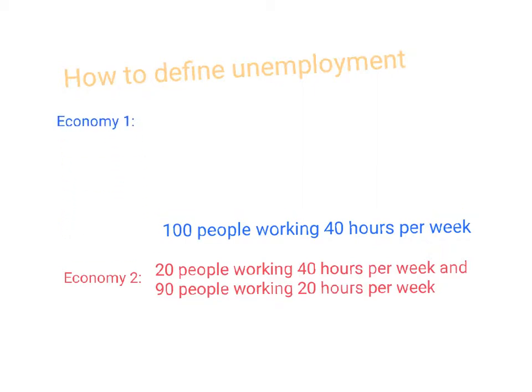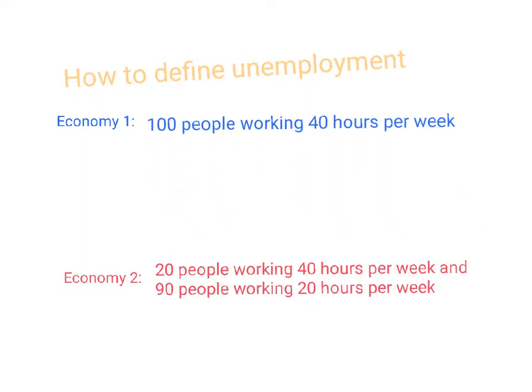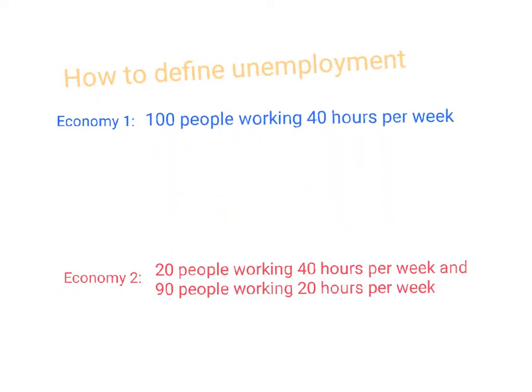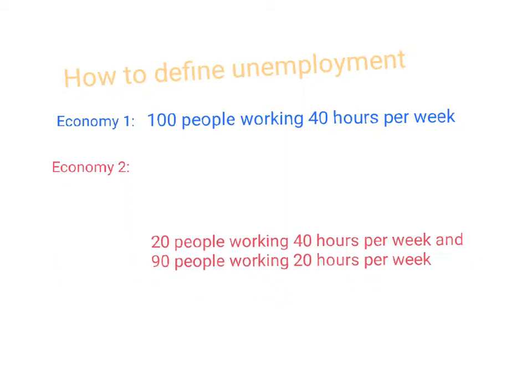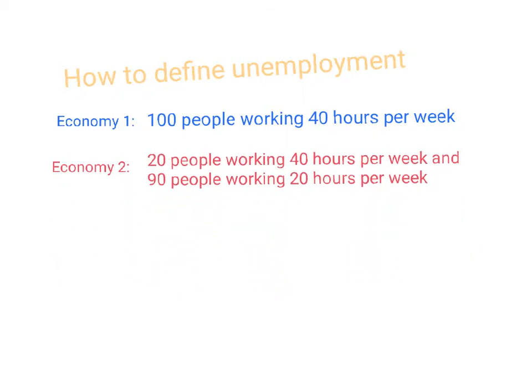So let's say that we have in economy 1, 100 people that are working 40 hours a week. And in economy 2, we have 20 people working 40 hours a week, and 90 people working 20 hours per week. Using the official definition of unemployment, which economy has the highest unemployment rate? Well, the unemployment rate is measured by the number of people who don't have a job and are looking for a job divided by the total number of people in the labor force.